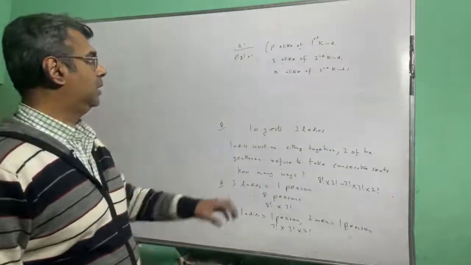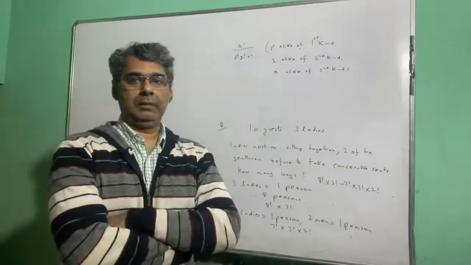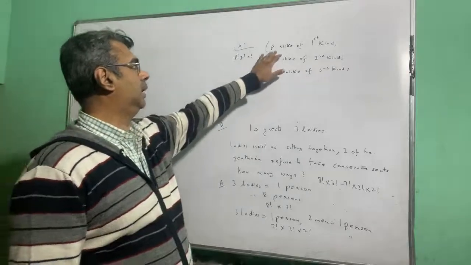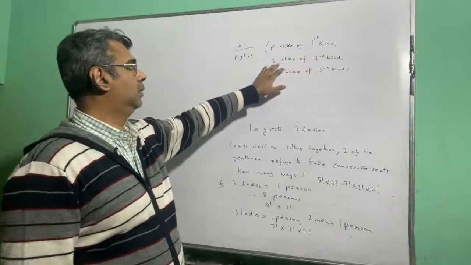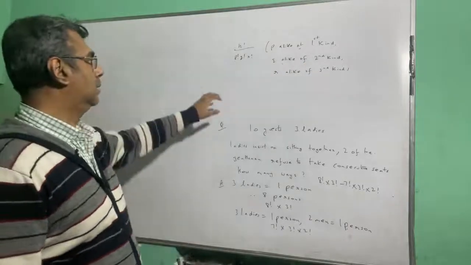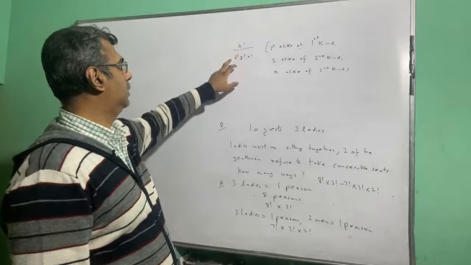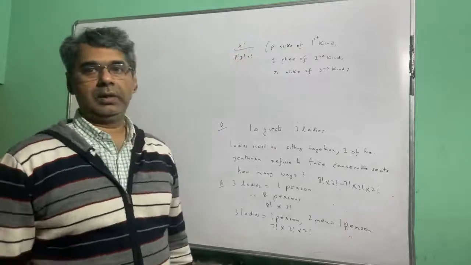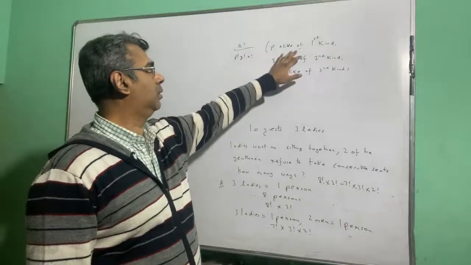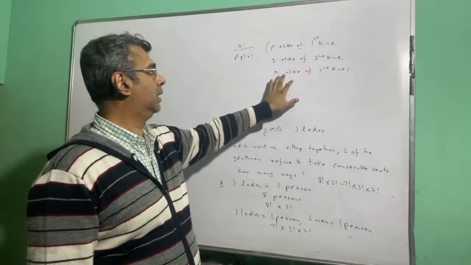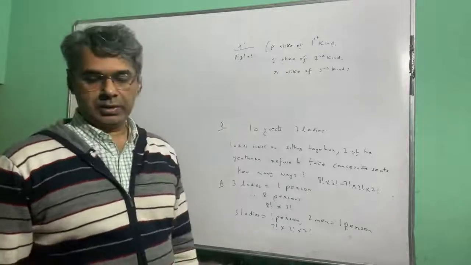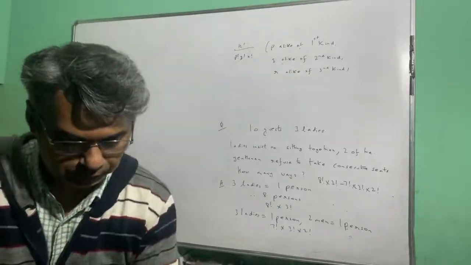Okay, then we come to the next formula in permutation. If you have P alike of one kind, Q alike of second kind, R alike of third kind, then the number of permutations is n factorial by P factorial into Q factorial into R factorial. This happens when P are alike of one kind, Q are alike of second kind, and R are alike of third kind. That is the time you have to use this formula.